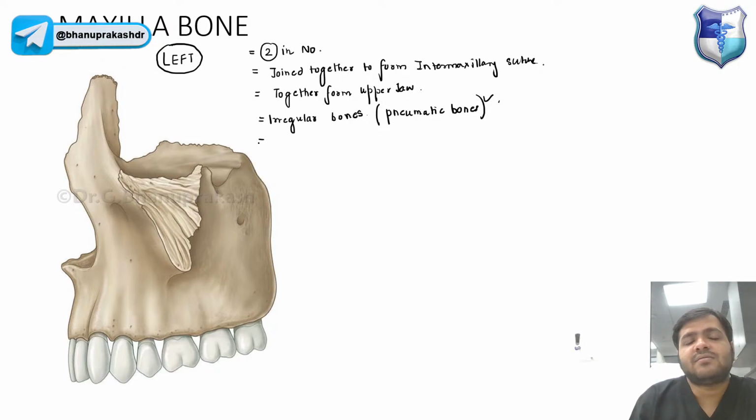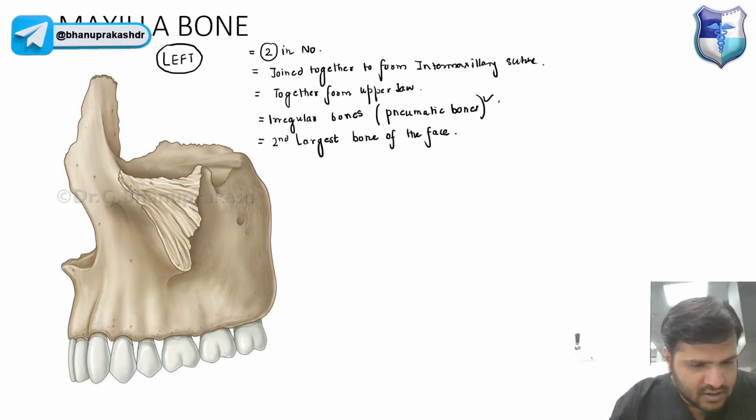Maxilla, basically, is the second largest bone of the face. Again, one important point, it is the second largest bone of the face, right? Okay. Now, it consists of 5 parts, guys.